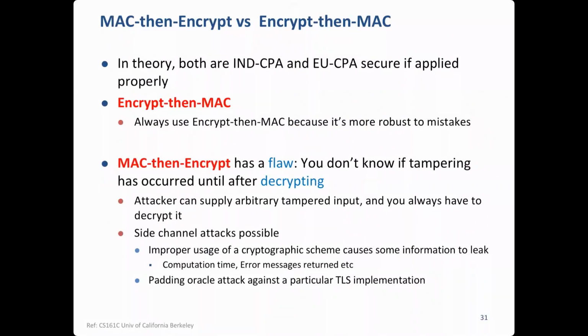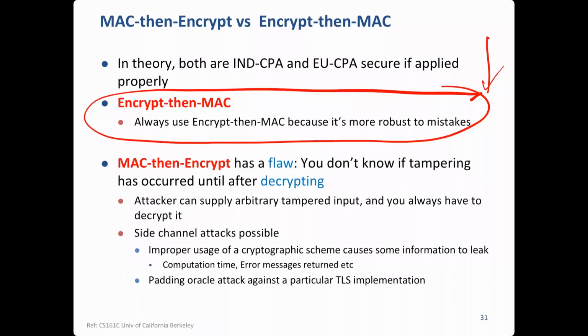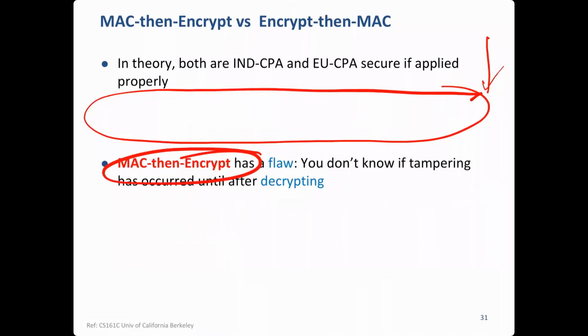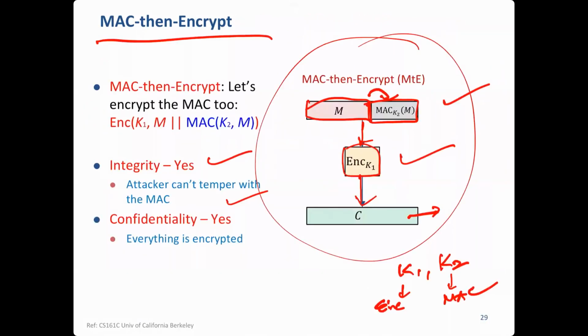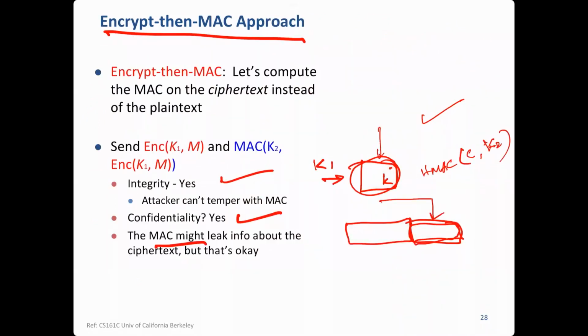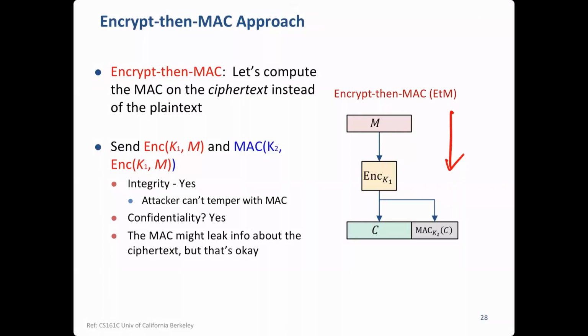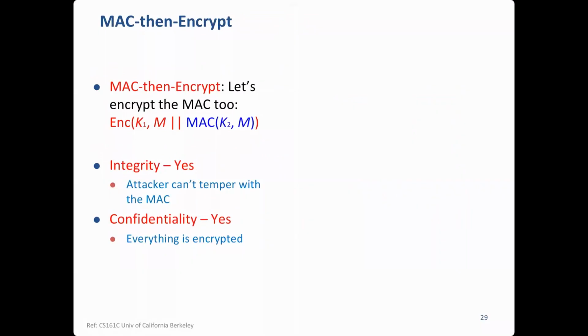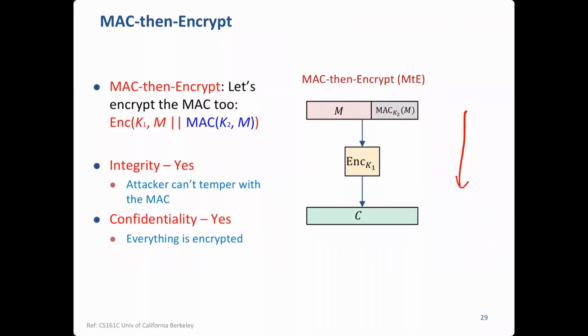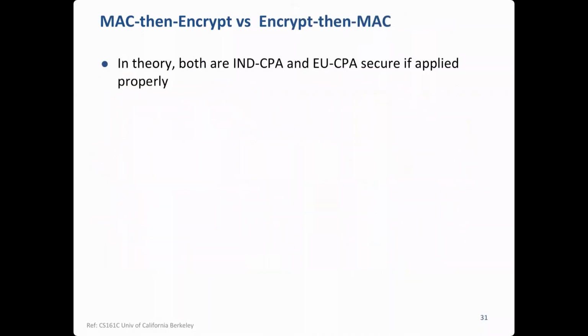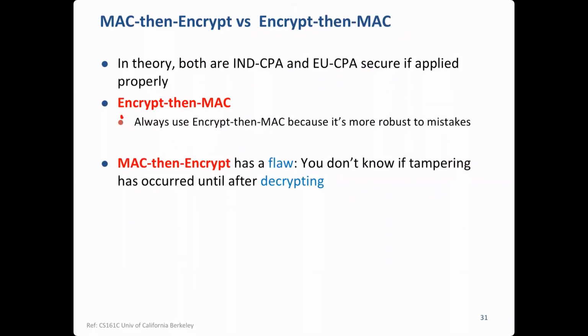So which method is best? Encrypt then MAC is the preferred method over MAC then encrypt. Although all these methods are being used, in practice all three methods are used. But the question is, why is encrypt then MAC better than MAC then encrypt?